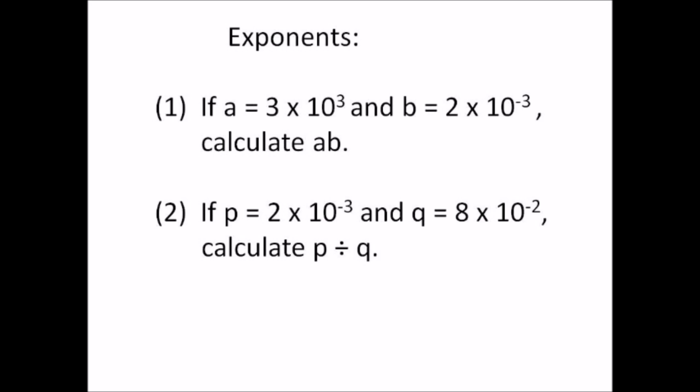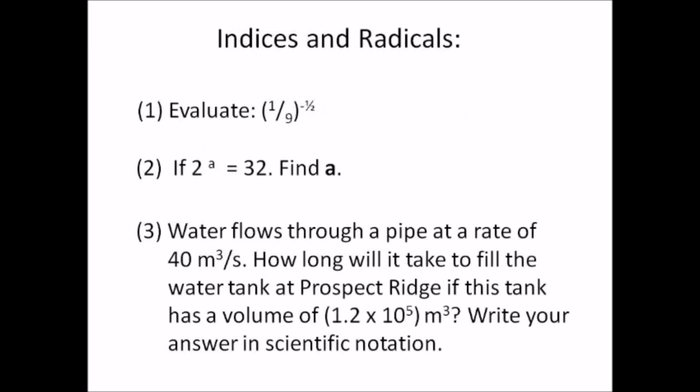Good. Let's move on to indices and radicals. Number 1, evaluate 1/9 in brackets to the negative half power. We need to know how to work that. And 2, if 2 to the power of a is 32, find a.